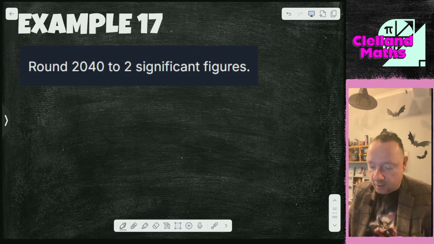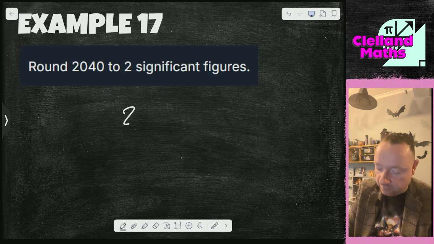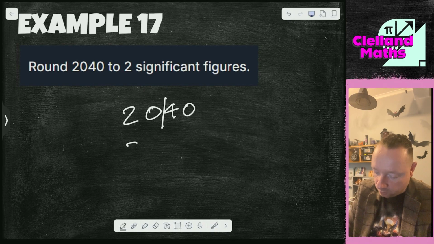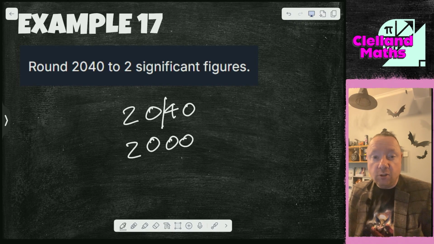Example 17, round 2040 to two significant figures, 2040. Second number is here. So I've got 2. 4 means I round the 0 down, so that's actually 0, and then 0, 0. So although I try to round to two significant figures, I can only actually round to 1 in this case, so I actually still get 2000. That's just the way it is.